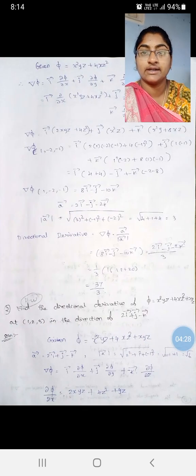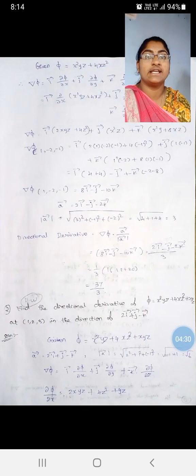Here is the first question. Find the directional derivative of phi, whose value is given as x square yz plus 4x z square, at the point also given, 1 comma minus 2 comma minus 1, in the direction of 2i vector minus j vector minus 2k vector. So using this phi we have to find the value for del phi. Direction is nothing but a vector, so a vector is given. For that we have to take the modulus value. So we will see in the solution.